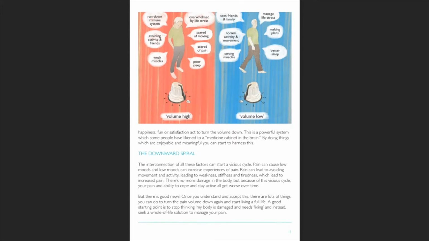The complete opposite turns it down. Seeing friends and family, doing things that you enjoy, having a good grasp of the different life stresses that you've got going on, exams, relationships, money, work, business, games, sport, whatever it is, sleeping better, making plans and being proactive, being strong and resilient, normal activities. These are the things that put us into the upward spiral. These things put us into a downward spiral. And us as healthcare professionals are really well placed to help people shift to these things and try and manage these things.